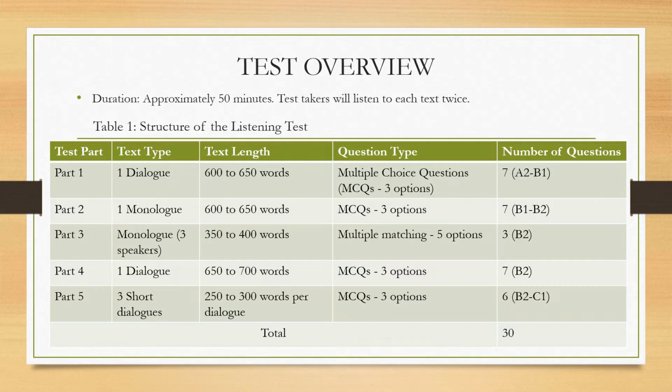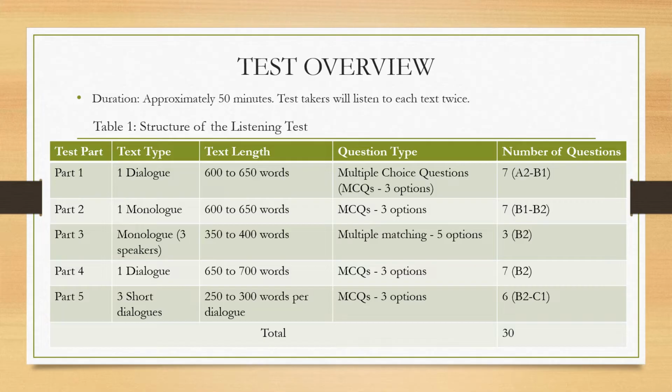First of all, let us take a look at the test overview. Your MUET listening paper will consist of 5 parts with 7 listening texts in total in the form of a dialogue or a monologue. Part 1 will have 1 dialogue with 7 multiple choice questions of 3 options. Part 2 will have a monologue of 7 multiple choice questions of 3 options as well.